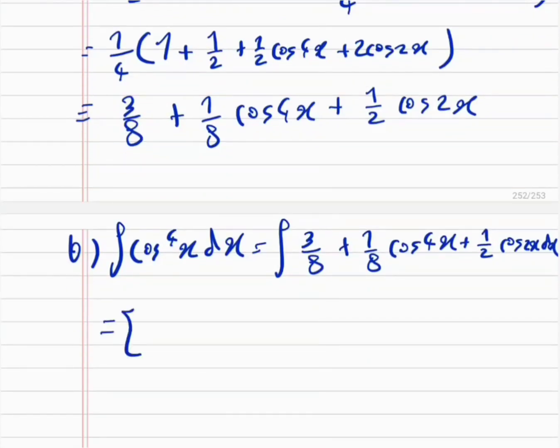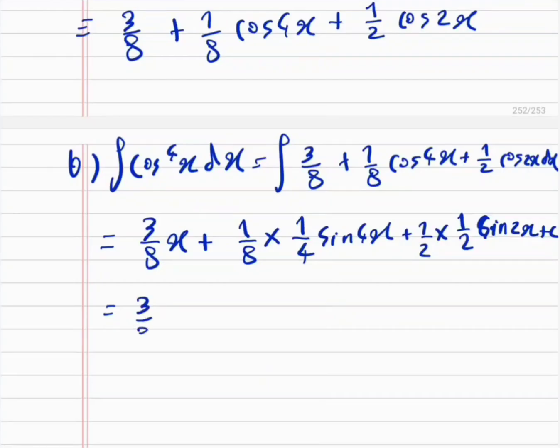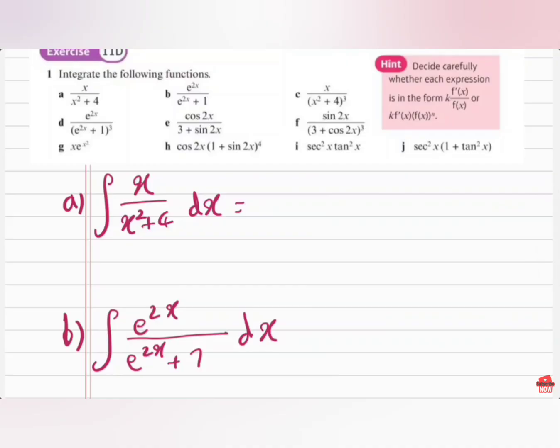So the first term, which is just 3 over 8, gives 3 over 8x. Then here we have 1 over 8. So inside of cos we have 4x, its derivative is 4, so 1 over 4 comes out, and then cos integrates to sine. So we have sine 4x. Now same trick for the last term. So we have a half, and then inside is 2x. So the derivative is 2, and 1 over 2 comes out, and we again have sine 2x because cos integrates to sine. Okay, so we just simplify this. We have 3 over 8x plus 1 over 32 sine 4x plus 1 over 4 sine 2x plus c.